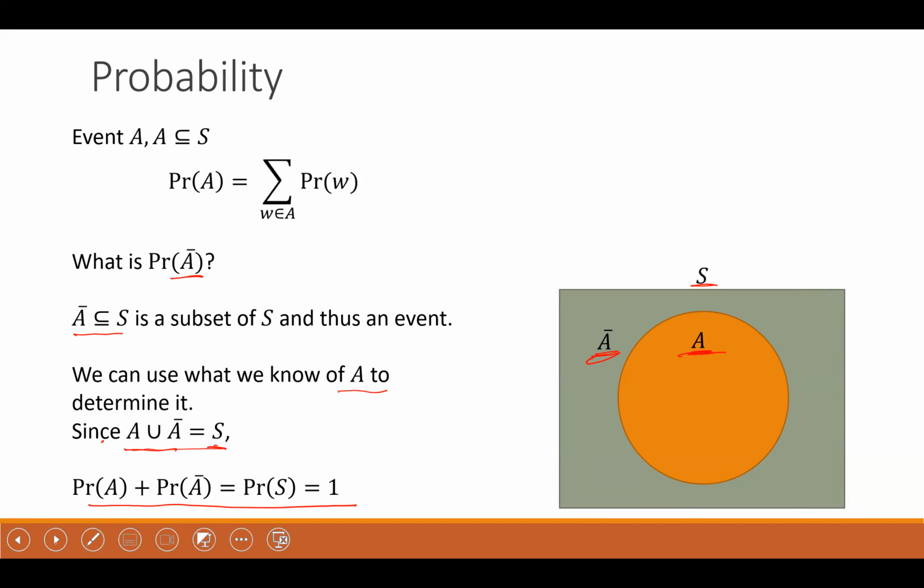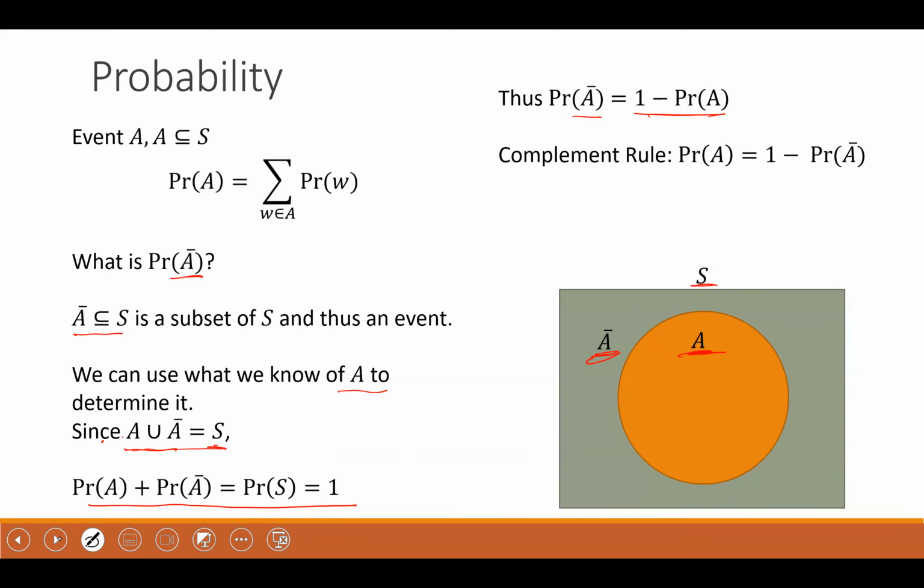So then if I want either the probability of A or the probability of A complement, I can use what's in some sense equivalent to the complement rule of counting. But yeah, I can subtract the probability of the complement from 1. Right. Okay. Does that make sense? Any questions?